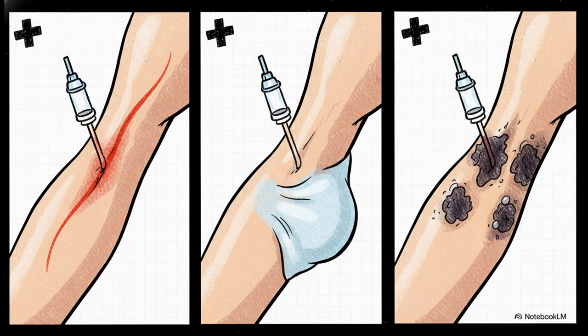Phlebitis is when the vein itself gets inflamed and irritated. Infiltration is when the IV fluid stops going into the vein and starts leaking out into the surrounding tissue. And then there's extravasation, which is a really serious type of infiltration where the drug that's leaking is a vesicant, meaning it actually damages the tissue.